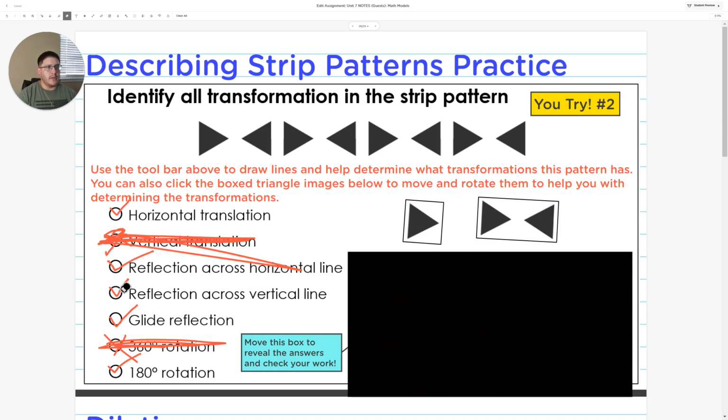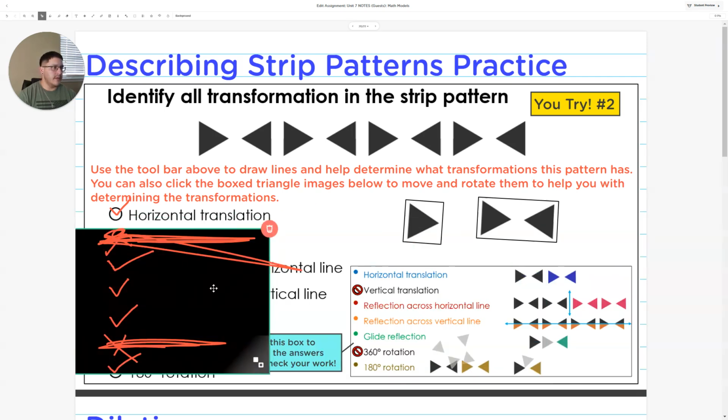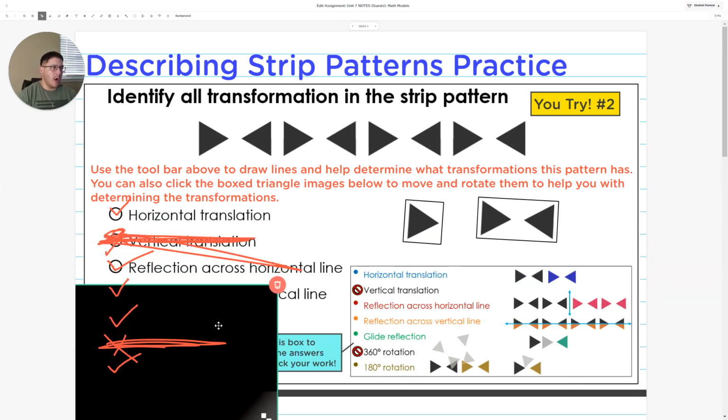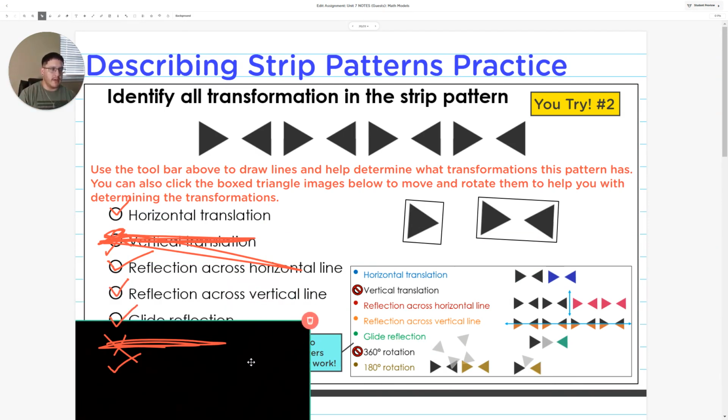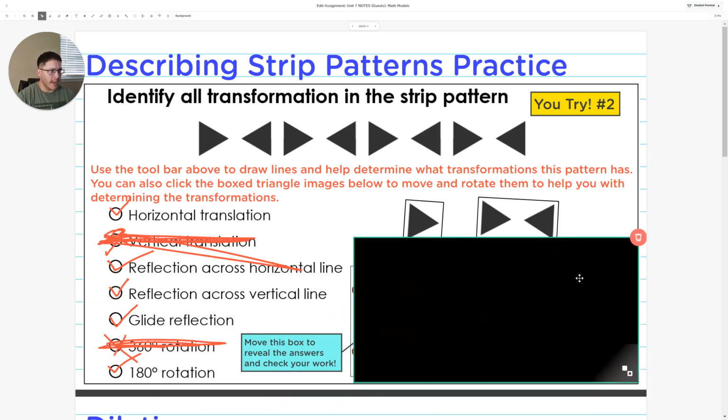Okay, so we have 1, 2, 3, 4, 5 of the 7 with checks. And then you could see these right here. Hopefully another attempt to get y'all to understand what we mean by all of these. But that's it for you. Try number 2.